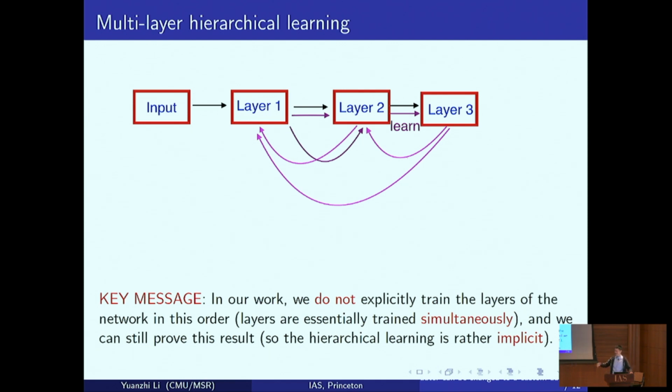And actually, in this work, we don't really train the neural net in this way. We train all the layers simultaneously. So this back and forth is rather implicit. And if you train together, it's going to look like this.